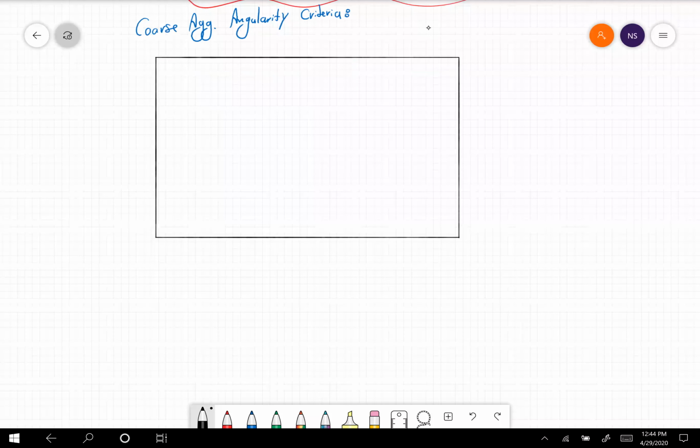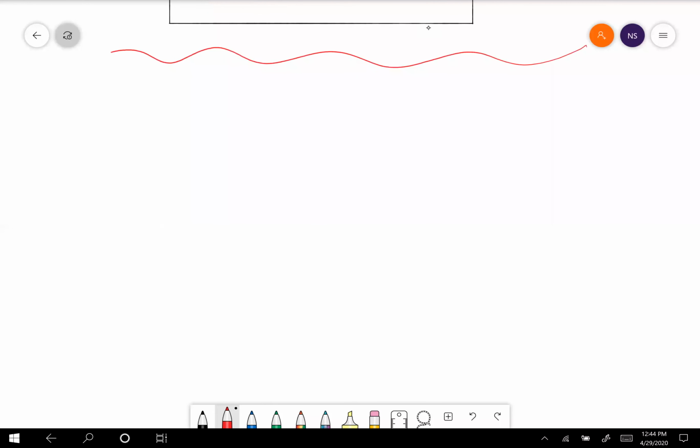Okay, so that's pretty much all we need to know about the aggregate in the SuperPave mix design, and then we need to move on to the asphalt cement or asphalt binder.